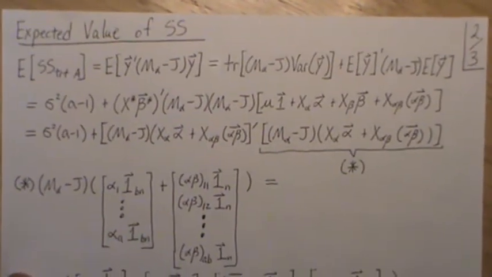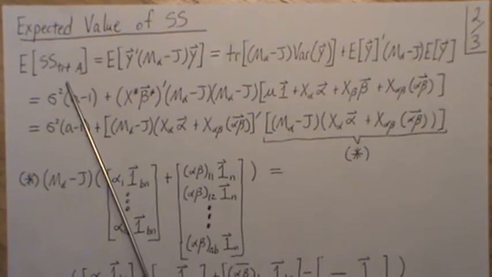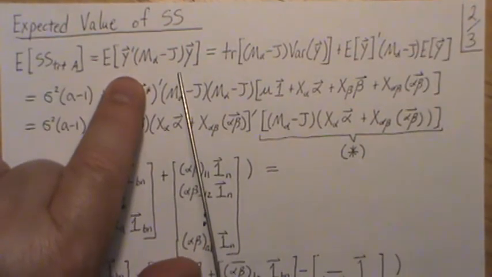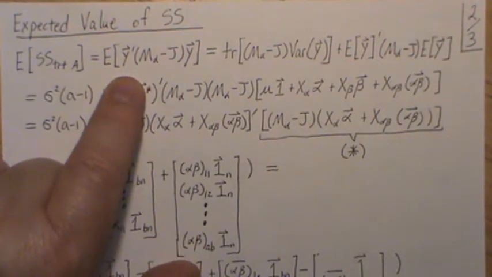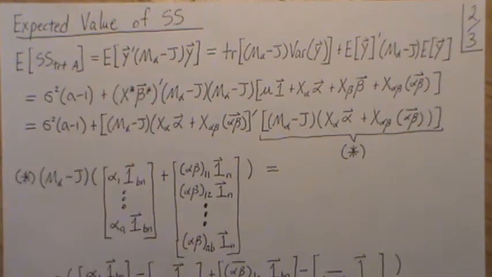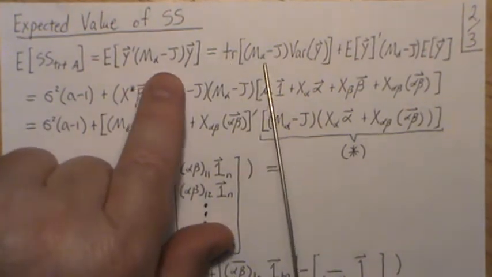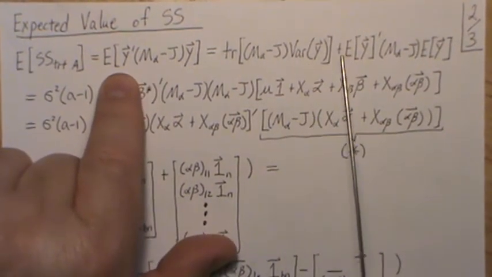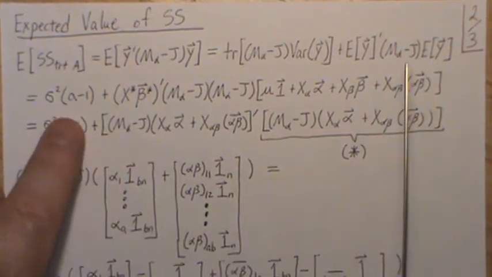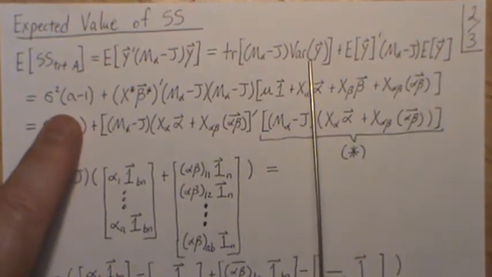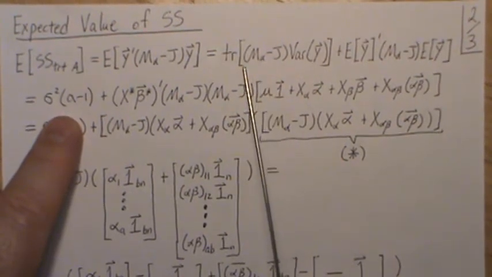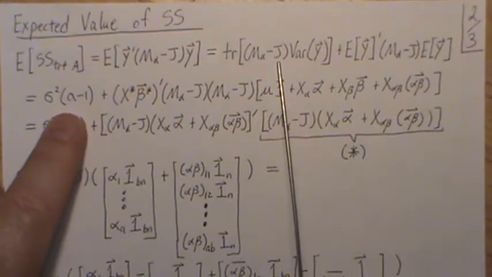Expected values of these sums of squares: the expected value of the sum of squares for treatment A is, and then we plug in the quadratic form. And I have a playlist called quadratic forms, and in there we derive the mean, the variance, covariance of these quadratic forms. And there it's the trace of that middle matrix times the variance plus the mean of y times that matrix times the mean of y. Then the variance of y is sigma squared I. So the sigma squared can come out front, and I times this, you just get this. And the trace of this is a minus 1.